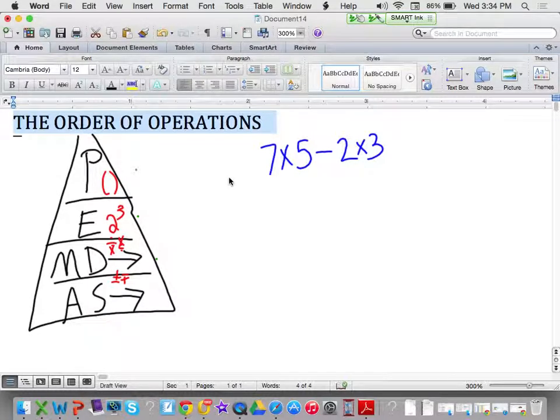All right, let's see what you came up with. Check for parentheses. Nope. Check for exponents. Nope. Check for multiplication. Yep, I have 35 here, and I have a 6 here. Bring down what you didn't use, which is a sign. 35 minus 6 is 29.